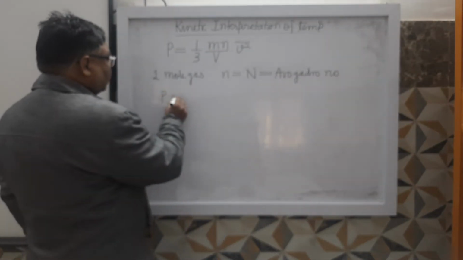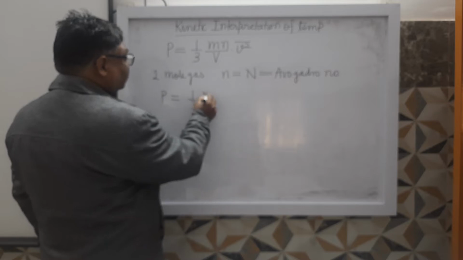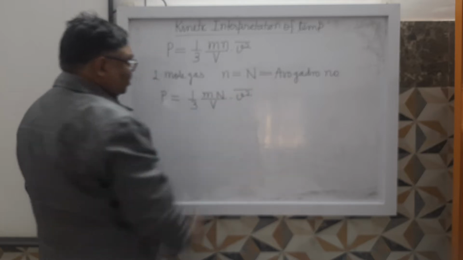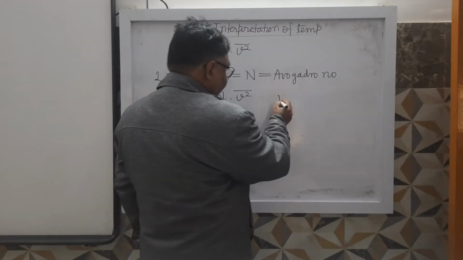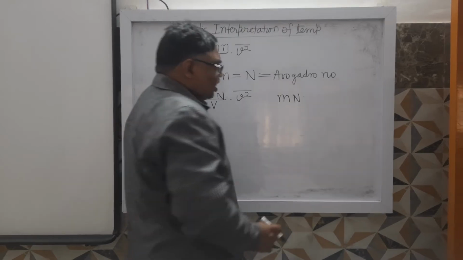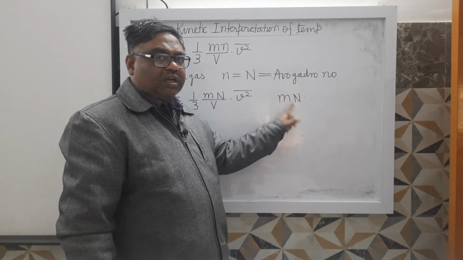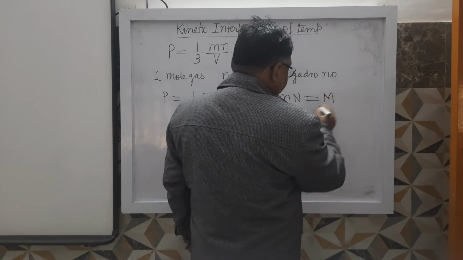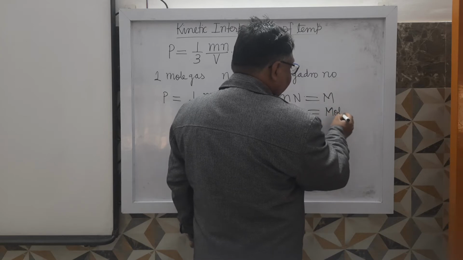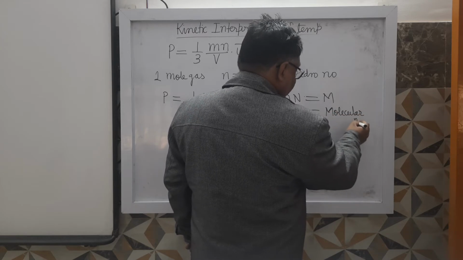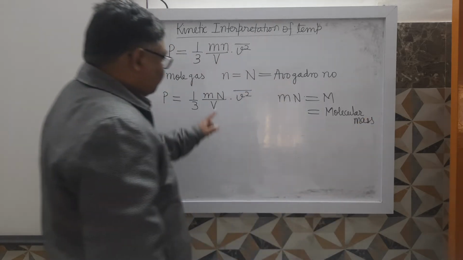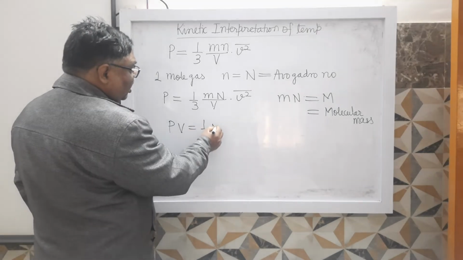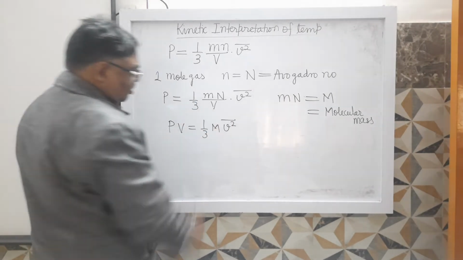So what will be P? It will be 1/3 m into capital N upon V into V square bar. Now what is m into capital N? As you know, N is the number of molecules in 1 mole and m is the mass of each molecule. Therefore, this will be the molecular mass of gas. Molecular mass. It's clear? Molecular mass. So V you multiply on this side.